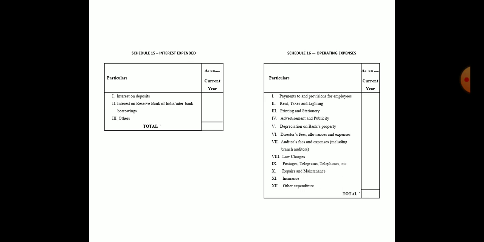Then operating expenses such as rent, taxes, lighting, payments to or provision for employees, printing and stationery, advertising and publicity, depreciation on bank property, directors fees, allowances, expenses, auditors fees, expenses including branch auditor expenses, law charges, postage, telegram, telephone, repair and maintenance, insurance, and other expenses. So these are the operating expenses.